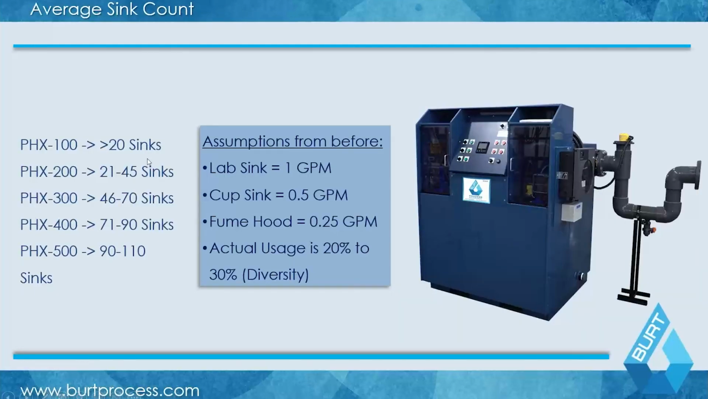So here's a rough breakdown, again, using our assumptions from before. PHX 100 is less than 20 sinks, so PHX 500 is 90 to 110 sinks. It gives you an idea of how much you can actually put through one of these relatively small units in these cases.